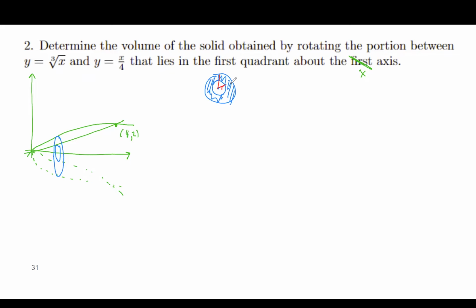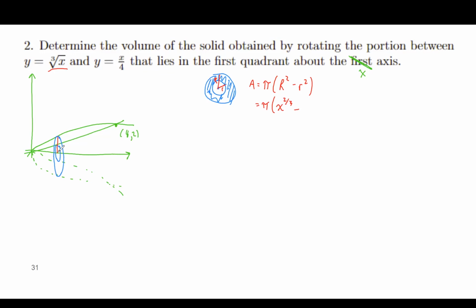if this little radius is little r and this big radius is big R, the area is going to be pi times big R squared minus little r squared. Now for us, big R is going to be the height from our x-axis up to our top equation, which is the cube root of x. So that height is just the y value of that function. In terms of x, it's going to be the cube root of x. If we square that, we end up with x to the 2/3.